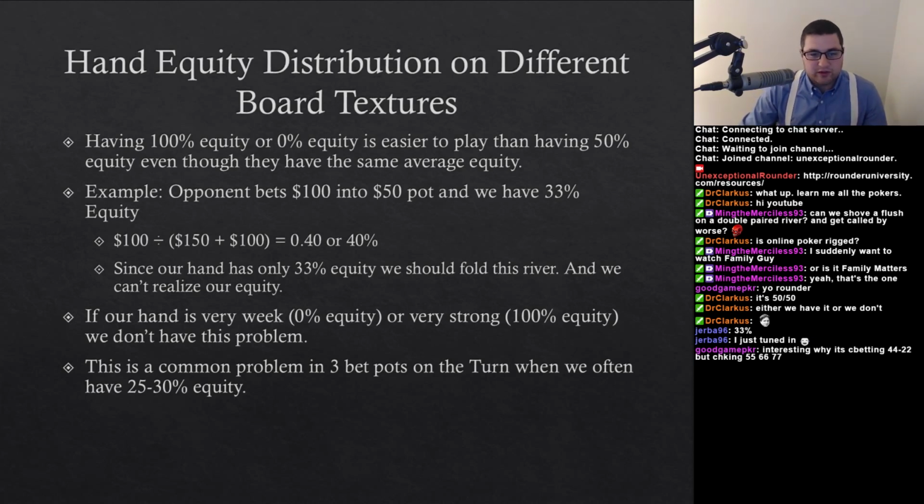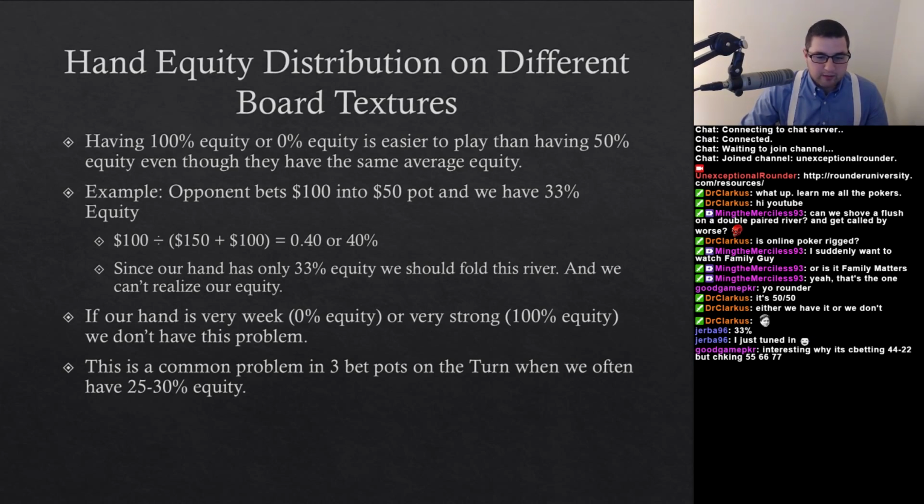Since our hand has only 33% equity, we should fold this river. And we pretty much lose out on that 33% equity. So we can't realize that equity because we don't have the odds to call. And so because of that, we lose out on all of that money that really we, in theory, could have won if it was checked down. If our hand is very weak at 0% equity or very strong at 100% equity, we don't have this problem. So our hand is an easy fold or an easy call or raise in those situations.